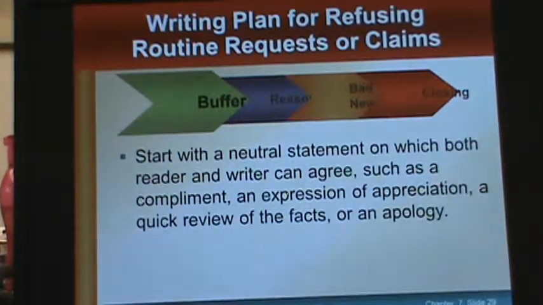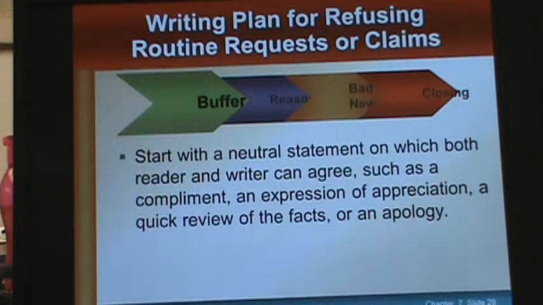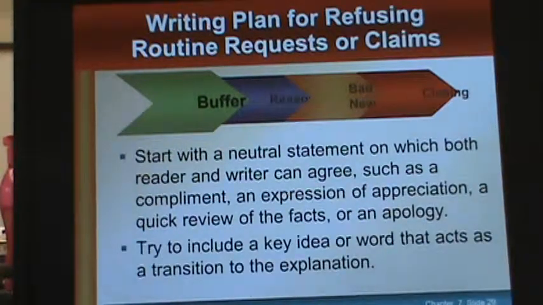So a writing plan for refusing routine requests or claims. Start with a buffer, obviously, a neutral statement on which both the reader and writer can agree, such as a compliment, an expression of appreciation, a quick review of the facts, or an apology. Try to include a key idea or word that acts as a transition into the explanation.